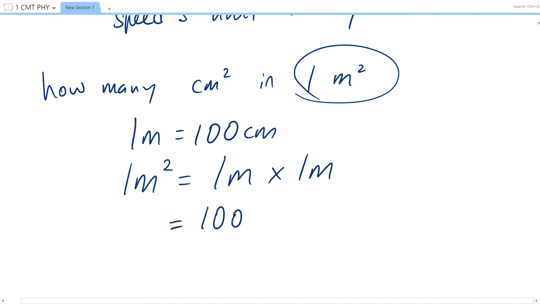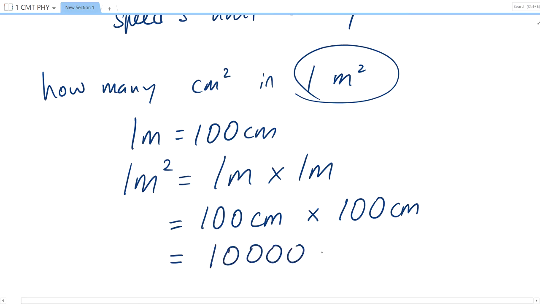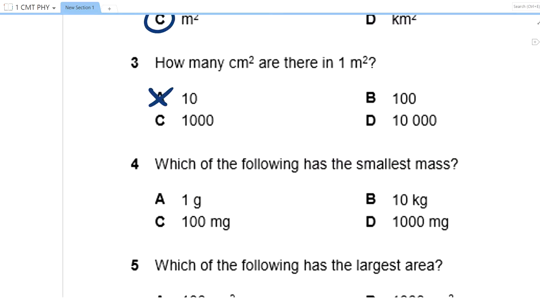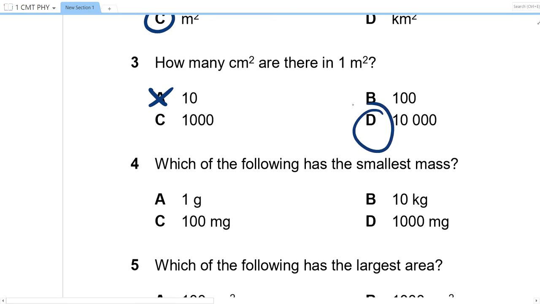Oh, you all already know how to do it, right? Okay, multiply by 100 cm. What do you think is the answer now? What's the answer? 10,000 square centimeters. So what is the answer? It is D.